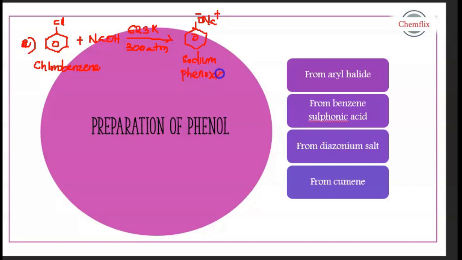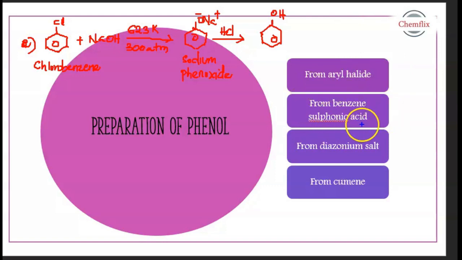Sodium phenoxide. And when I treat it with acid, what will you get? Our corresponding phenol. So that is the first method, that is preparation of phenol from aryl halides. Now moving to the second method, I'm going to change the color of my pen to blue.